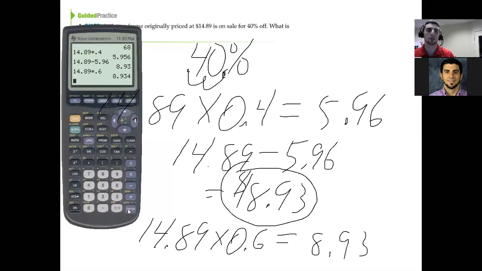Now, again, here we rounded the amount of the discount here and subtracted it. That's why we got 8.93. Here, we just found out how much would be left after the discount. So 60% of 14.89 is 8.934. Again, round to the nearest cent, 8.93.